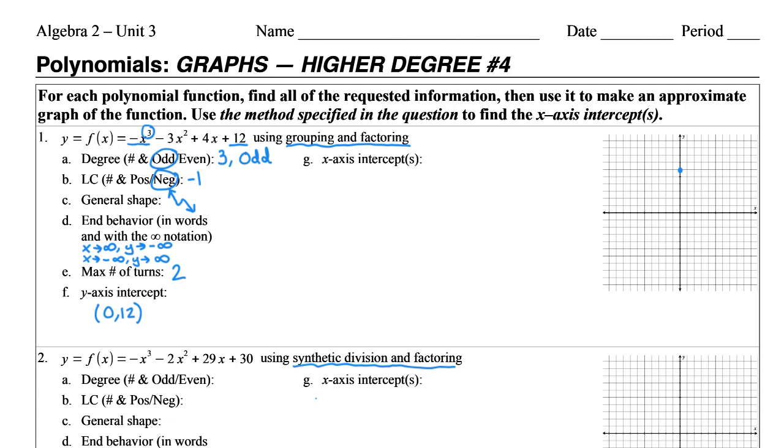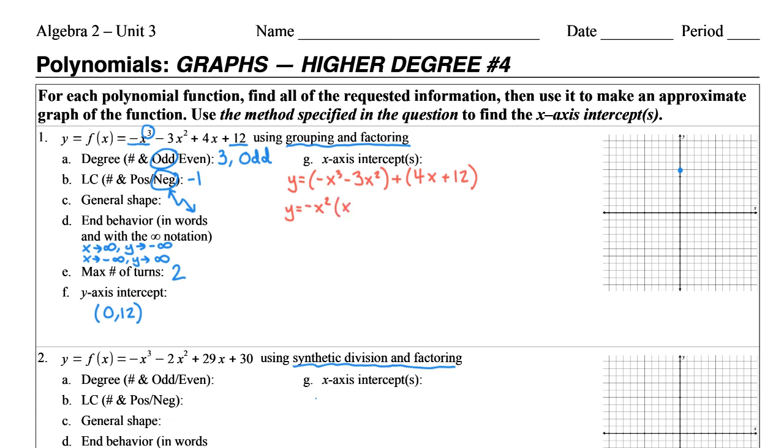Now this one's asking us to use grouping and factoring. So we're going to group and factor this one. We're going to look at our first group as negative x cubed minus 3x squared. We're going to look at our second group as 4x plus 12. And in each group, we're going to look and see if there's any sort of greatest common factor we can pull out. In this first one, just kind of by the nature of our cubic function, we're always going to have x squared. And in fact, here I've got a negative x cubed, so I might even want to take a negative out with me.